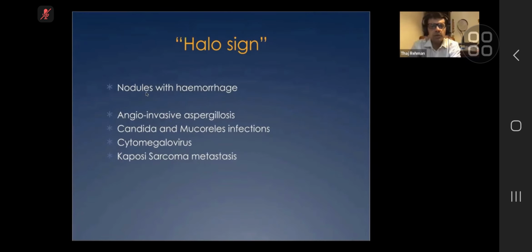Halo sign is nodules with hemorrhage. It can happen in angio-invasive aspergillosis, candida and mucorales infections, cytomegalovirus, and Kaposi sarcoma. You might get a case of Kaposi sarcoma in your long case. So if you find nodules with halo sign, remember to keep that in the differential.